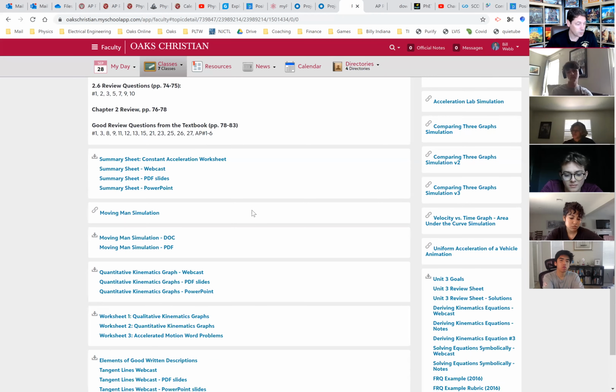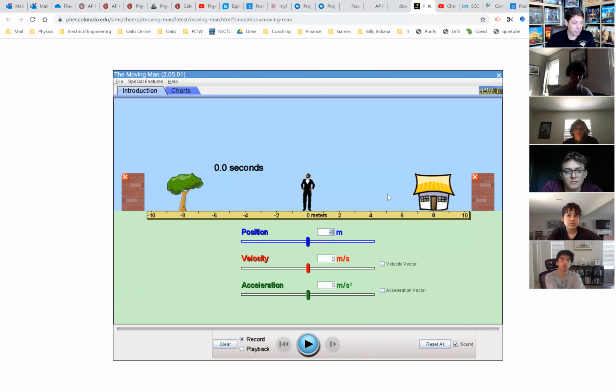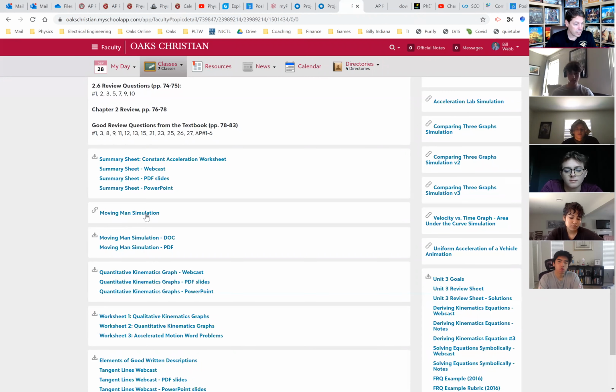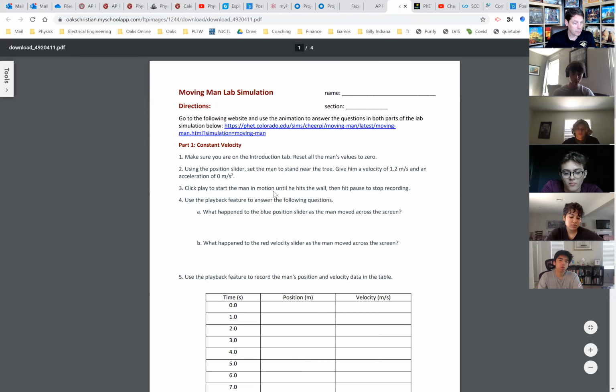The one that's due this week is Moving Man. And you can see right here, there's a Moving Man simulation. If you click on it, it's going to take you to this PhET simulation. And probably most of you have used PhET simulations before. And then right underneath the link to the simulation, there's the doc version and the PDF version. So you can choose which format you like. I've opened up the PDF form here. And you can see in the directions, there's also a link to the PhET there as well.